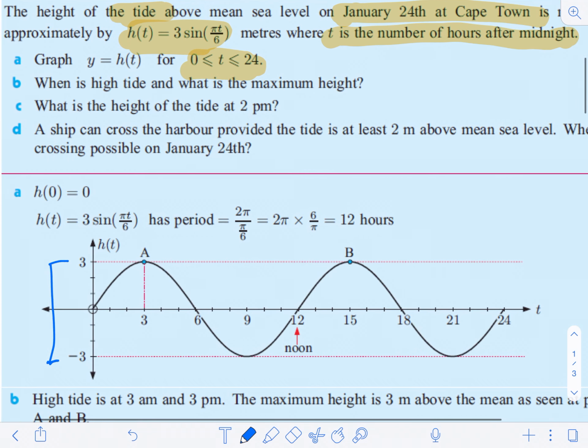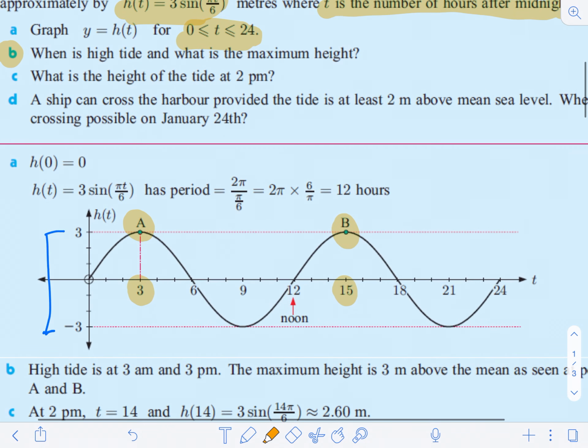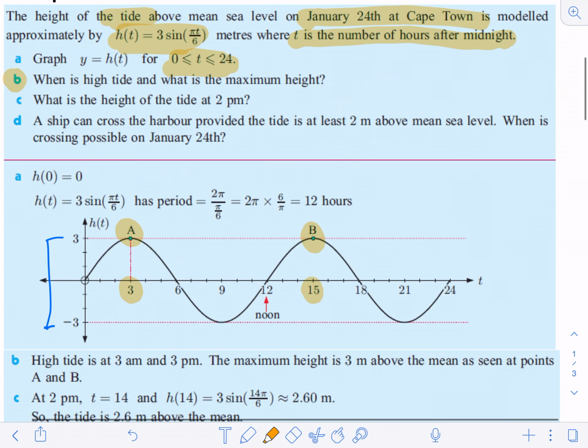So the first question, letter B here, is when is the tide high and what is the maximum height? Well, we can look at the graph and see the highest points on the graph, and that's going to be points A and B, right? And what time do those occur at? Well, that occurs at 3 and 15 hours after midnight. So as it says here for B, the high tide will be at 3 a.m., which is 3 hours after midnight, and 3 p.m., which is 15 hours after midnight.